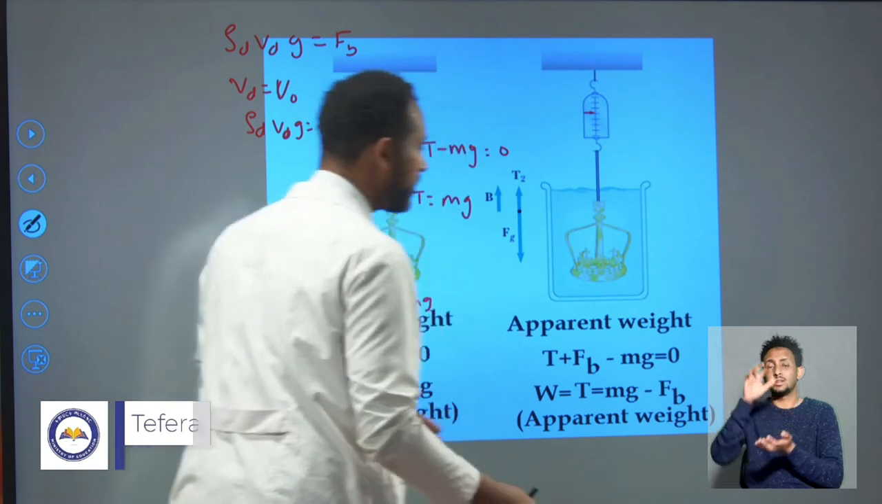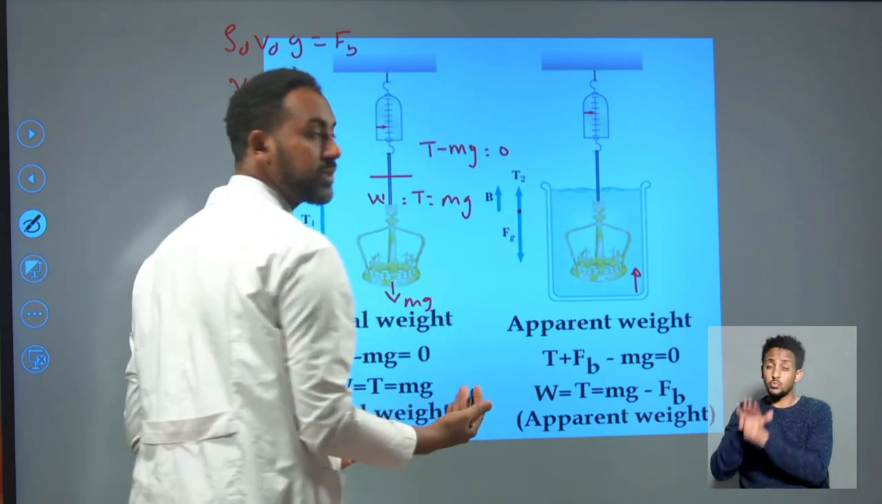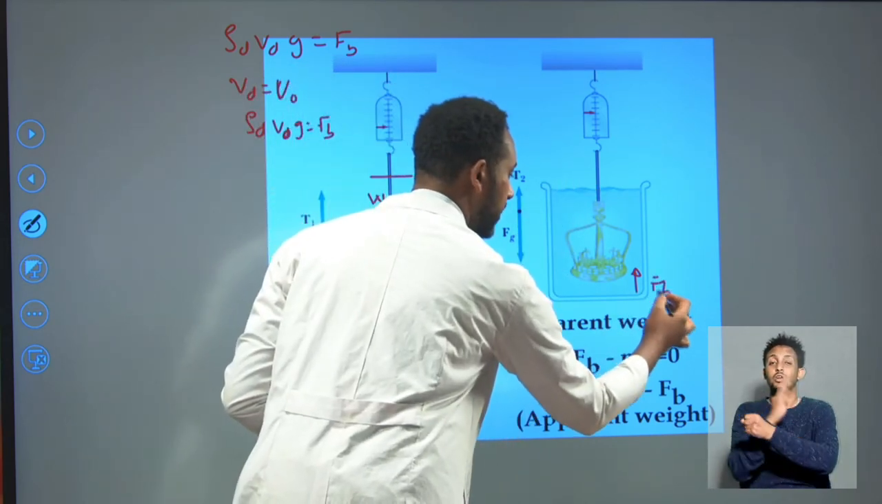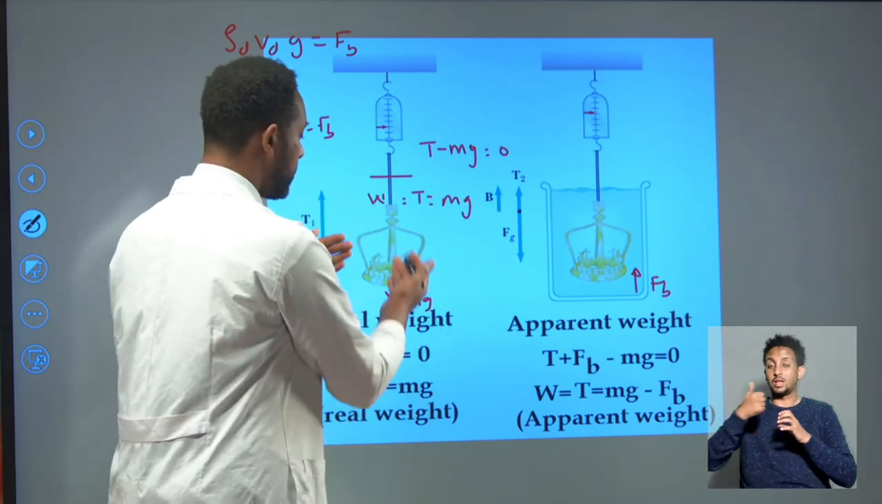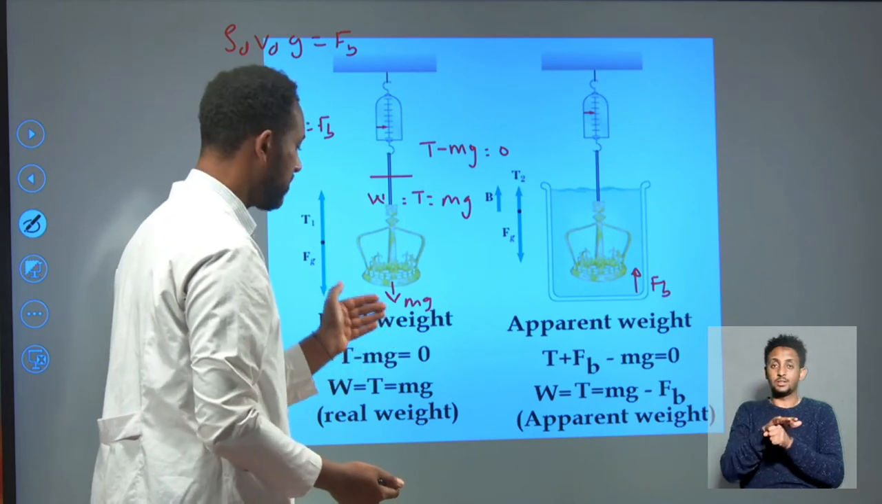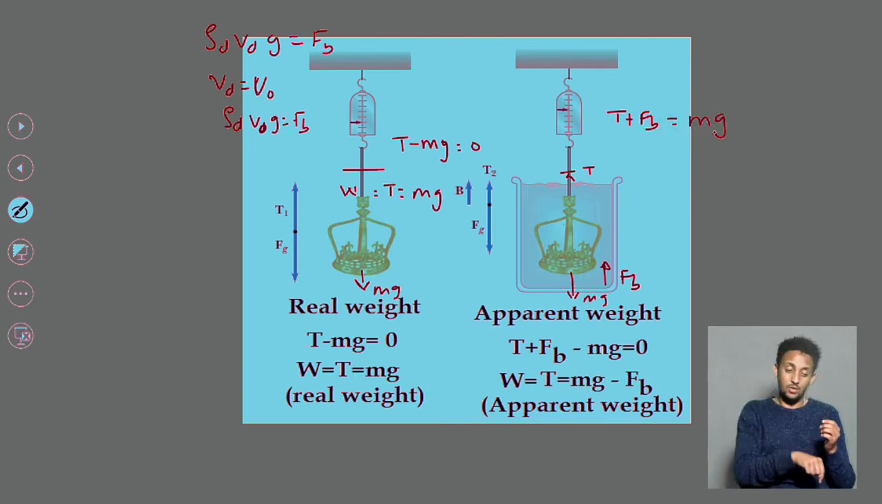As you immerse it into fluid, Archimedes said that there is a force trying to push the object upward, and that force is known as the buoyant force. Previously, the buoyant force is negligible in air, and the only weight appears due to mass times gravity, which is the real weight. But in this case, tension T acts upward, and a buoyant force also acts upward. The only force acting downward is the weight of the object, mg. Therefore, T plus the buoyant force, both acting upward, is equal to mg.